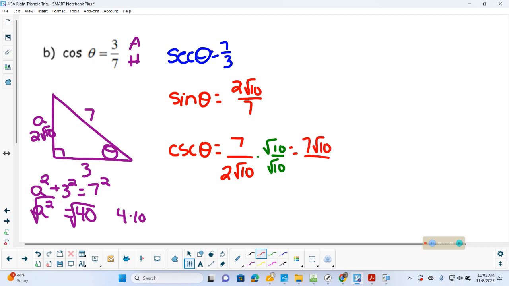What's your denominator? 20. Square root of 10 times square root of 10 is 10, 10 times 2. And I always double check, like 7 over 20 can't reduce, and it can't, so I'm going to leave it. Okay, all right, here we go.